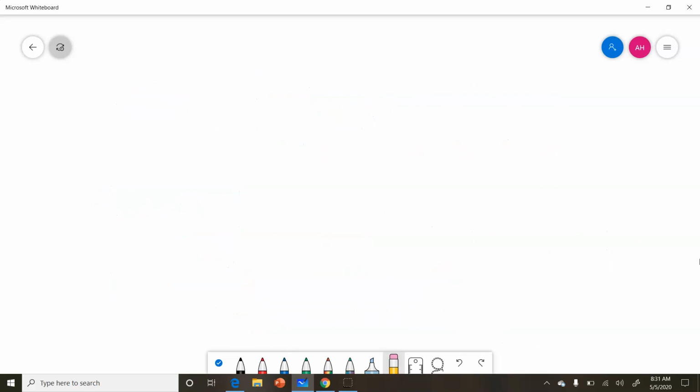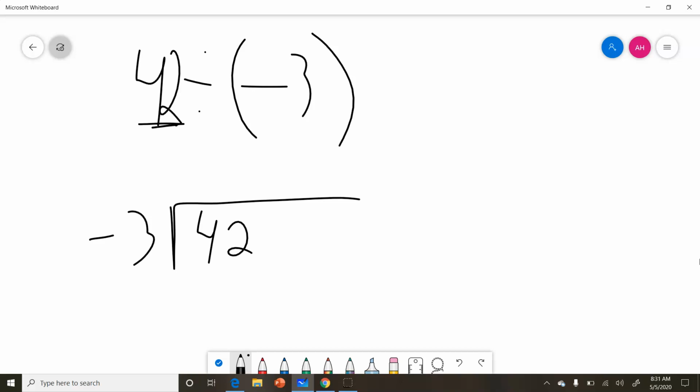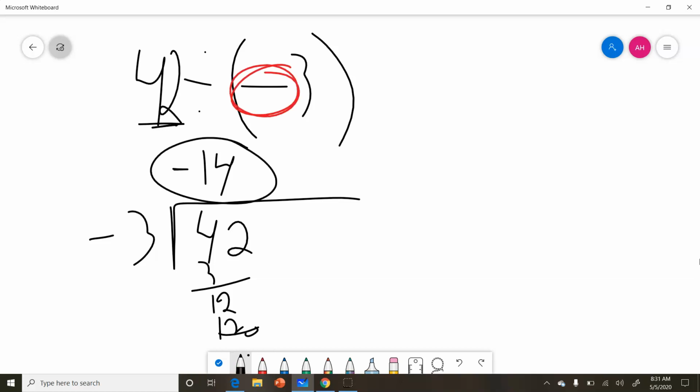So let's do some examples and work through these. What if I had one like this? 42 divided by negative 3. The way I'd set that up is I would come down here. Remember, the first one always goes inside, and the negative 3 goes out here. How many times does 3 go into 4? 1 time, 1 times 3 is 3, and 4 minus 3 is 1, so 14. But guess what? How many negative signs did I have? I had 1. So the final answer is not going to be 14. It's actually going to be negative 14.